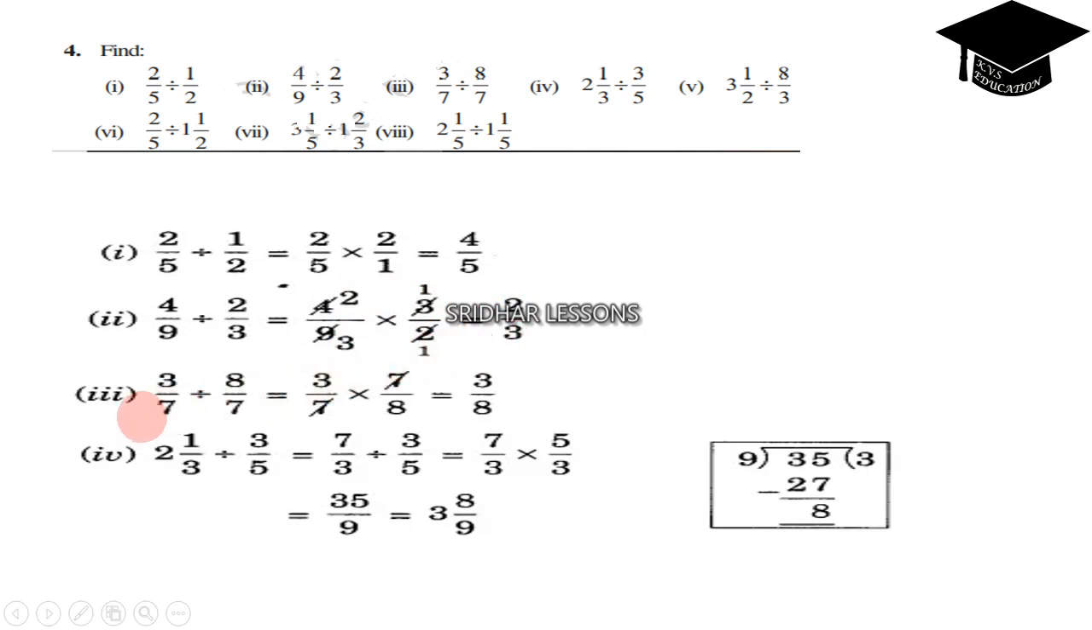Third question, 3/7 divided by 8/7, that is 3/7 times 7/8. 7 and 7 cancel each other, so the result is 3/8. Next, 2 1/3 divided by 3/5 is equal to 7/3 divided by 3/5. So we can write it as 7/3 times 5/3, that is 35/9. If we take the division of 35 by 9, the remainder is 8. So the answer is 3 8/9.